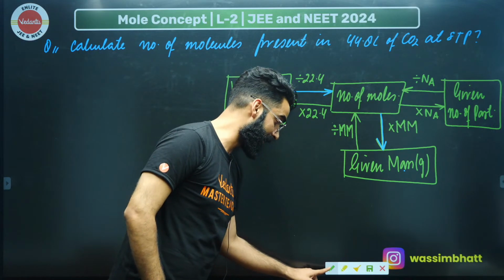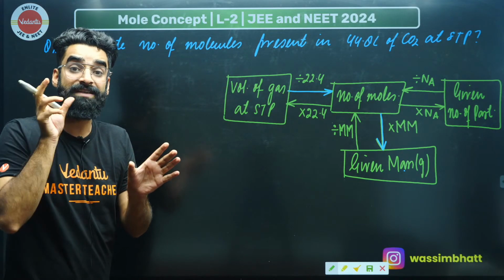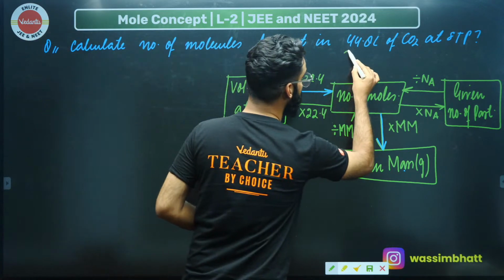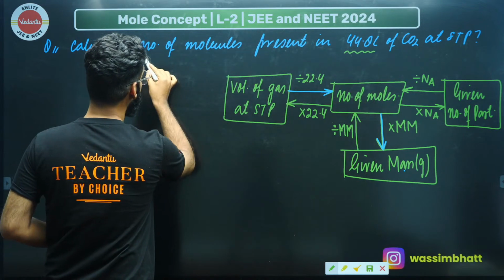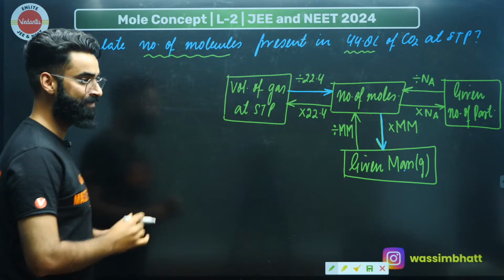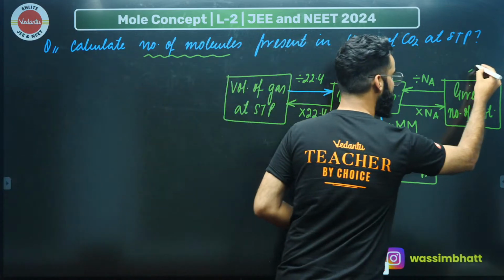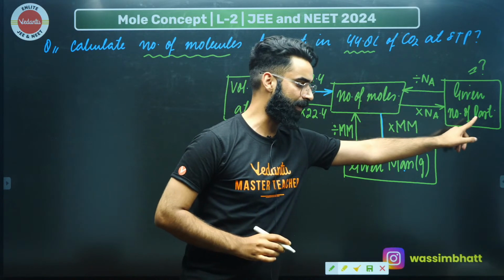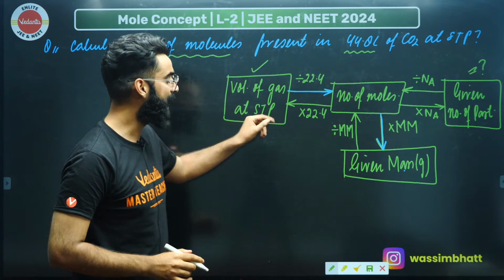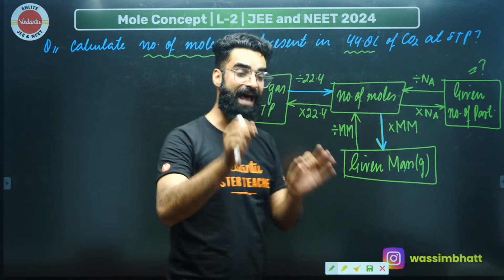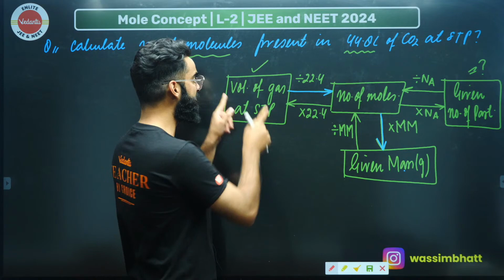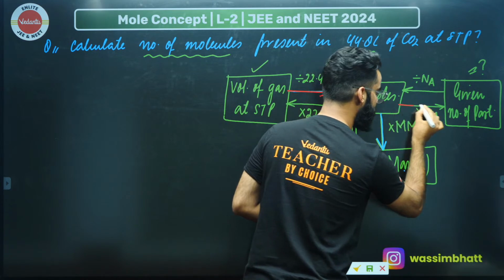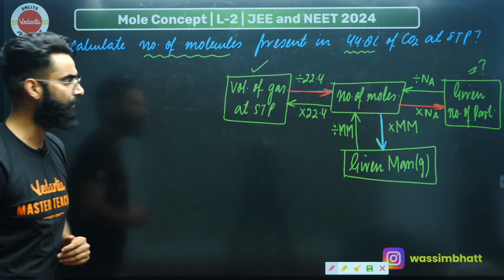Now, the first thing you need to understand is to identify what is the given quantity and what we are supposed to calculate. My given quantity is volume, and I'm supposed to calculate molecules. Molecules means particles. So I shall be starting from volume and ending at number of particles, following all the arrows which take me from volume to number of particles. First I shall follow this arrow and then this arrow, right? So these are the two arrows to be followed.